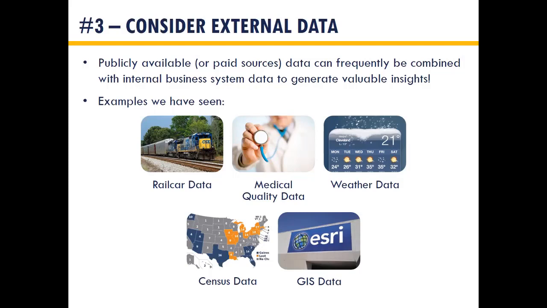So we've got five examples here. Railcar data is one that I've learned about that is, I'll just say, relatively public. It gets you an idea of where data is shipped and moved in and around the transportation or logistics system in this country. That data is public, so you can gain great insights about your competitors from some of that data. Second one, medical quality data.